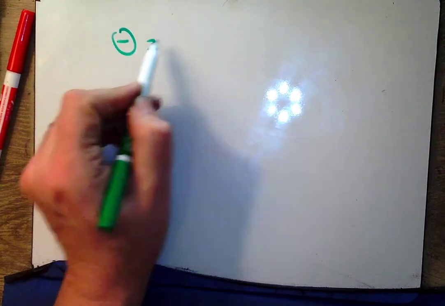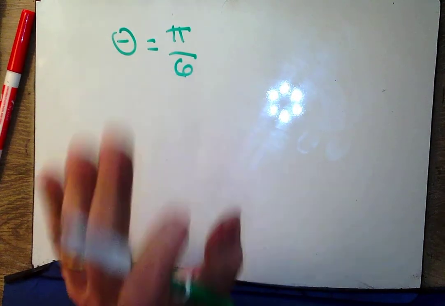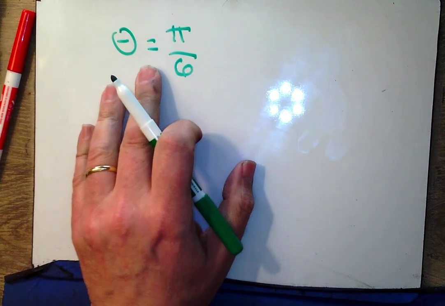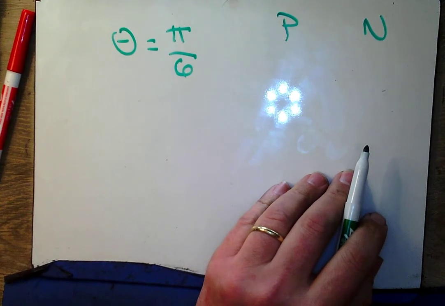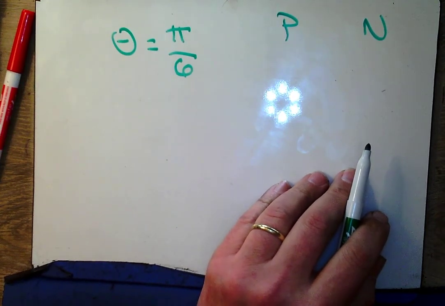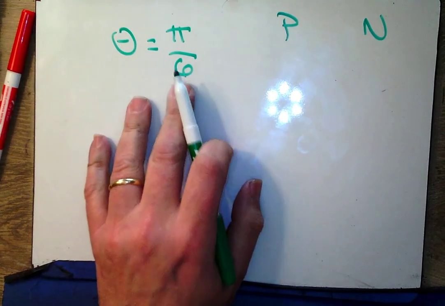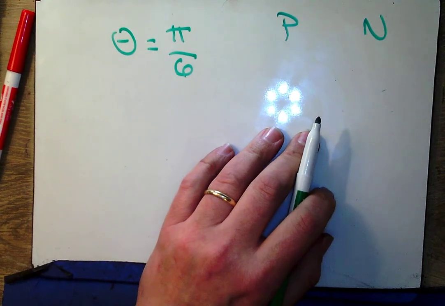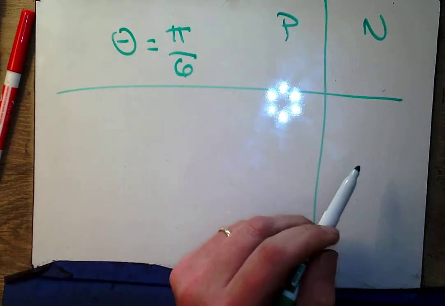So, why don't you tell me one positive, one negative for theta equals pi over 6. Give me a positive coterminal angle for this, and give me a negative coterminal angle for this. Okay? Positive, negative. Oh, is that too fast? Wait a few seconds, because you'll have to make common denominators.